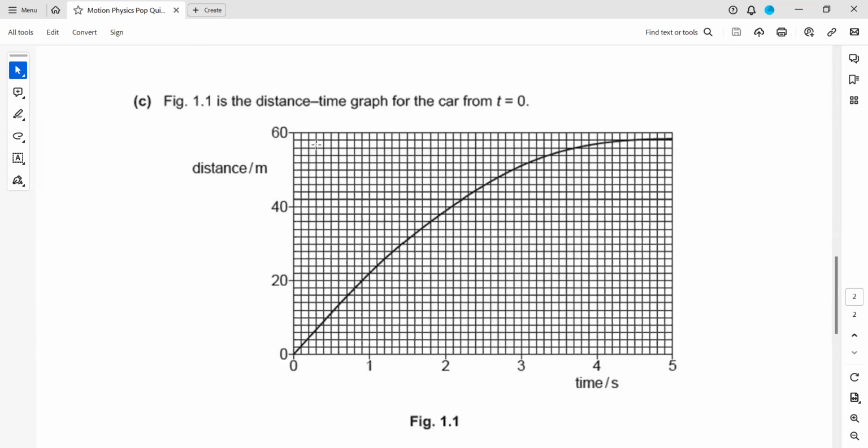Figure 1.1 is a distance-time graph for a car from time t equals 0 till 5 seconds. You can see the slope is decreasing. Whenever the slope of a distance-time graph is decreasing, it means the speed is decreasing. For a curve, to work out the speed or the acceleration, we can work out the speed from a distance-time graph and the acceleration from a velocity-time graph or a speed-time graph. So for a curve, you have to draw a tangent.